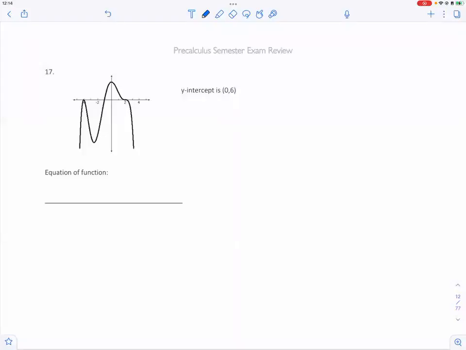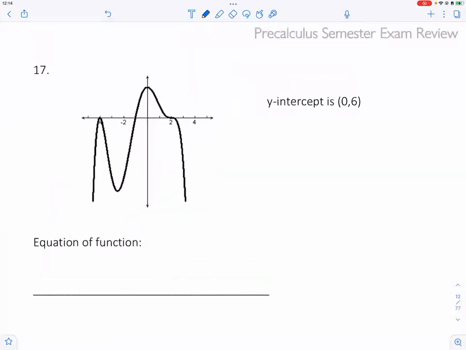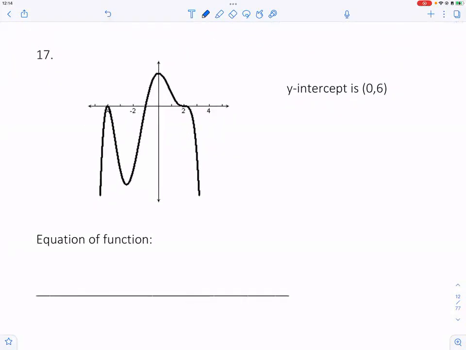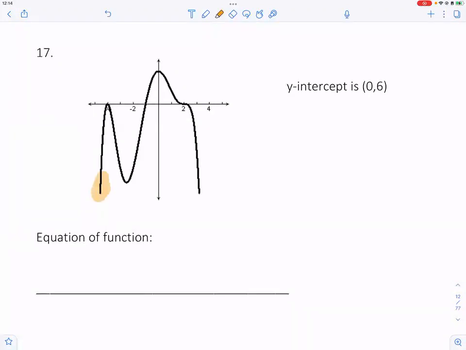All right, question 17. You are given a graph and the y-intercept, and you are going to find the equation of this function. This is a polynomial function, and if you look at it, it is going to be a negative polynomial function with a degree that is an even number, because it starts low and it ends low.